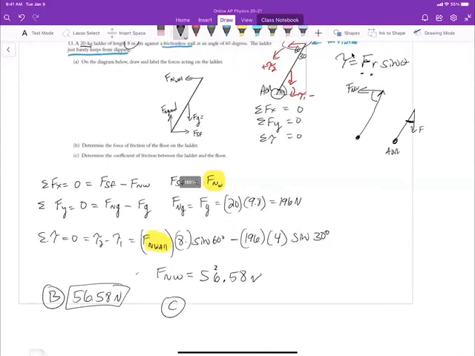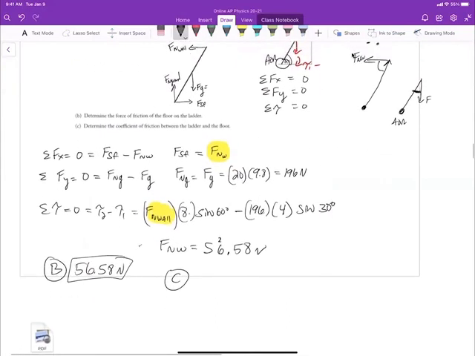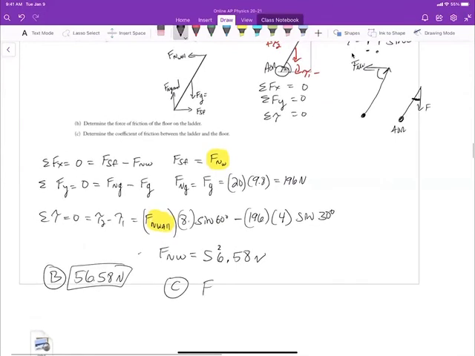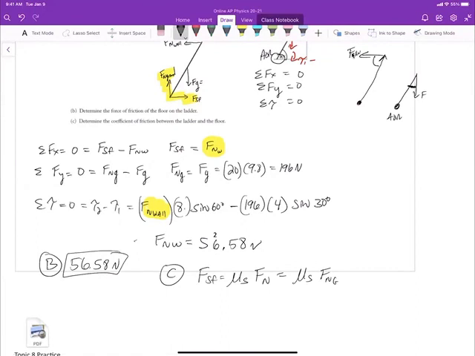C, determine the coefficient of friction between the ladder and the floor. All right, so the definition of force of static friction is equal to the coefficient of static friction times force normal. And in this case, what force normal? We're just looking at this particular section of this problem. It's the force normal of the ground. So force of static friction equals mu times force normal of the ground. We know the value of force of static friction is 56.58 newtons. And we know the force normal of the ground, which we found up here to be 196.